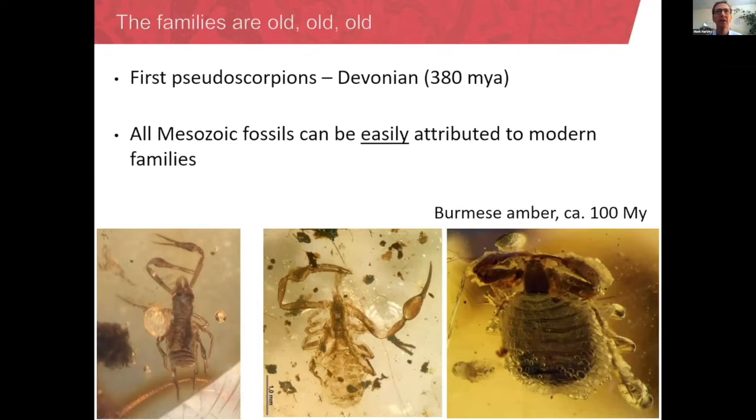And we're also aware that most of the families are seriously old. So the first pseudoscorpions have been recovered from Devonian shale sediments in New York about 380 million years ago. And they're quite recognizable as pseudoscorpions, even though they're placed in their own suborder now. And all of the Mesozoic fossils, those that are about 100 million years old, can easily be attributed to modern families. So it seems as though all of the families, or most of the families, had already evolved by the Mesozoic.